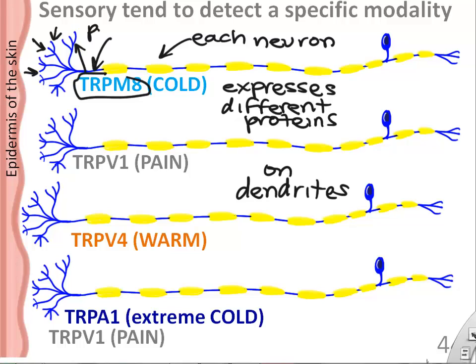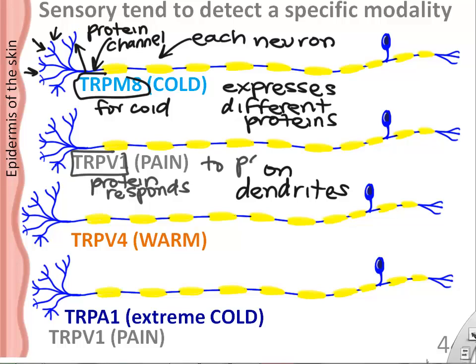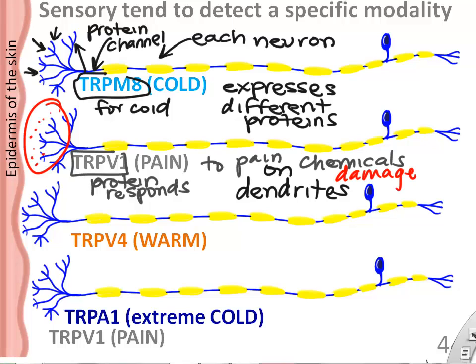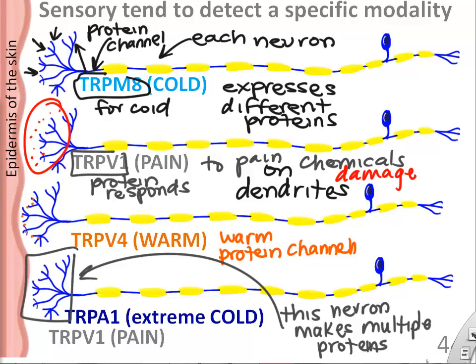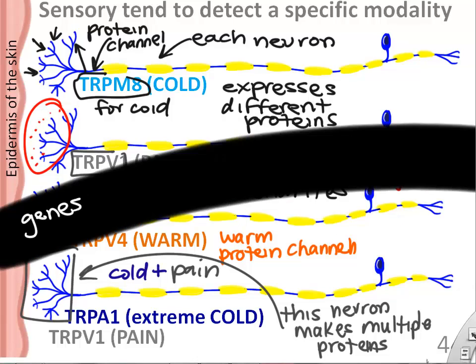And so, for example, the cold neurons produce protein channels that respond to cold. The pain neurons produce proteins that respond to chemicals in damaged tissue and damaged cells. The warm neurons make a protein that's responsive to warm temperatures. And then some neurons respond to multiple stimuli. They may make one or more proteins that can respond to, say, cold and pain. So that's basically what they've found, is that the different neurons make different proteins.